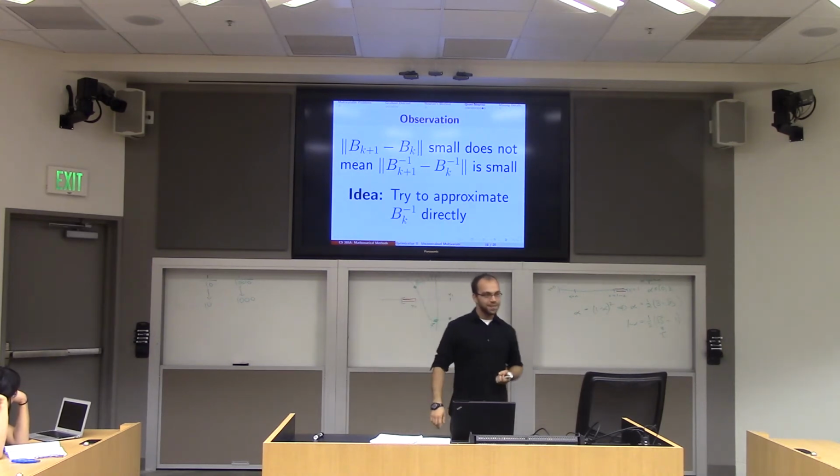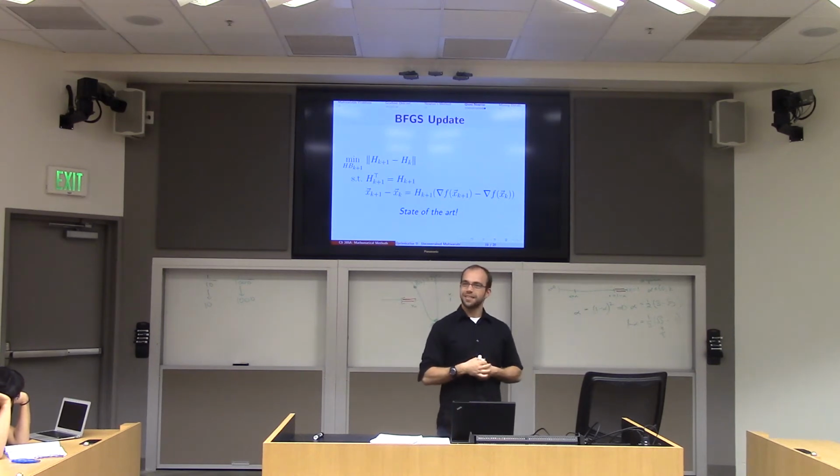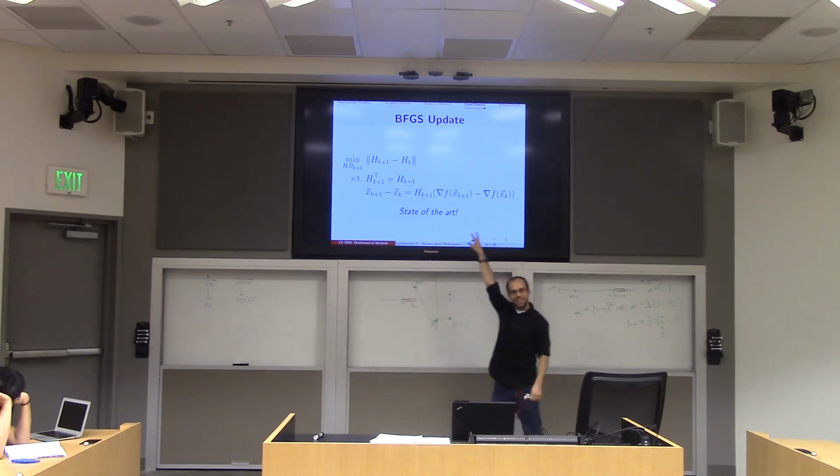And so what we can do is define a matrix H sub k, which is the inverse of B sub k. And we're going to say, okay, we actually want the difference of H sub k to be small. It's very easy to check that a matrix is symmetric if and only if its inverse is symmetric. So that's what the first condition here is doing.